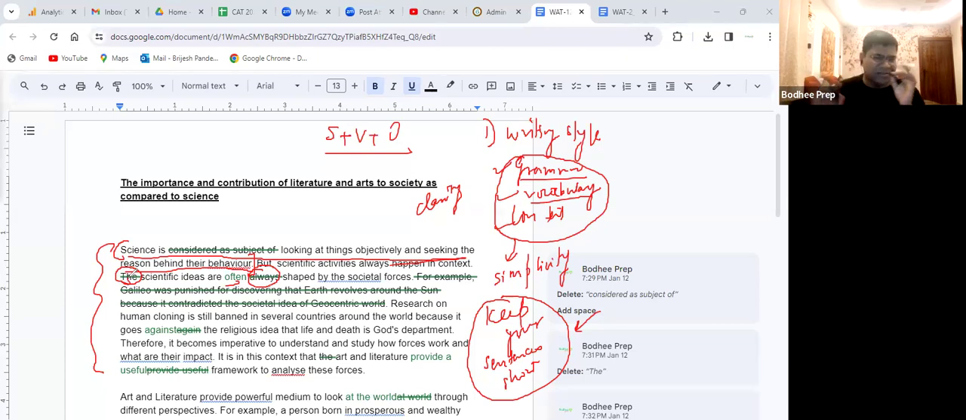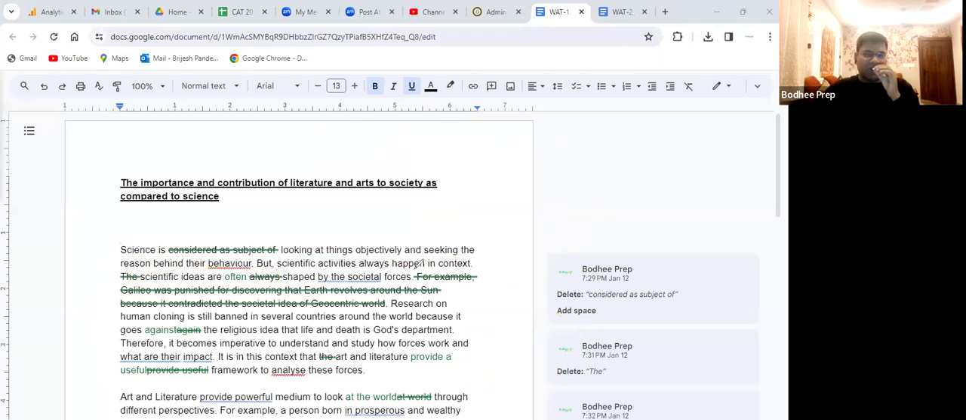So all these are minor mistakes. No problem. If you put the article "the" or the word "always", it's not that you will not be given marks. But the flaw comes here. If you look at this, I will show you the flaw. Now, the author says that scientific activities always happen in context. Scientific ideas are often shaped by societal forces. For example, Galileo was punished for discovering that Earth revolves around the sun. Now, when you say that scientific ideas are shaped by societal forces, you say that Galileo was punished. So this example is not the proper example of what you have asserted in the earlier sentence.